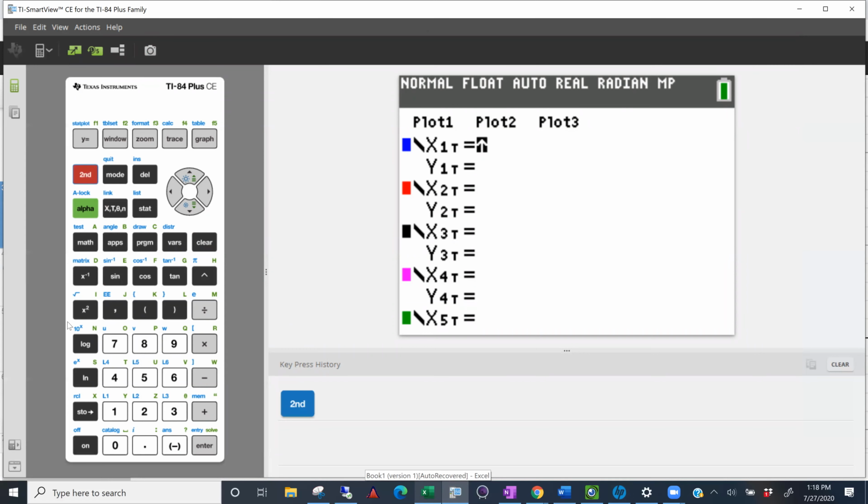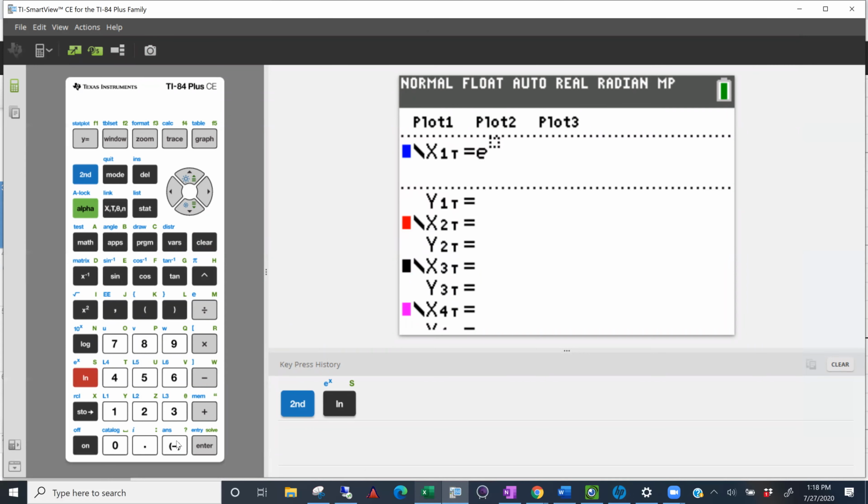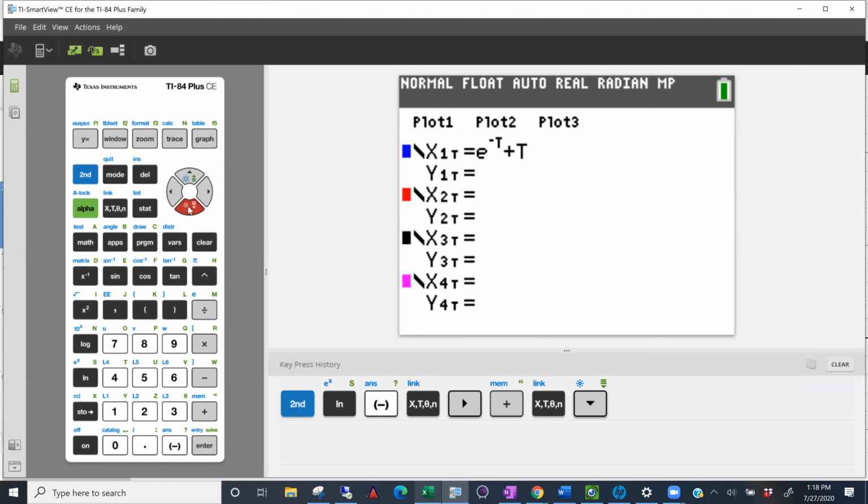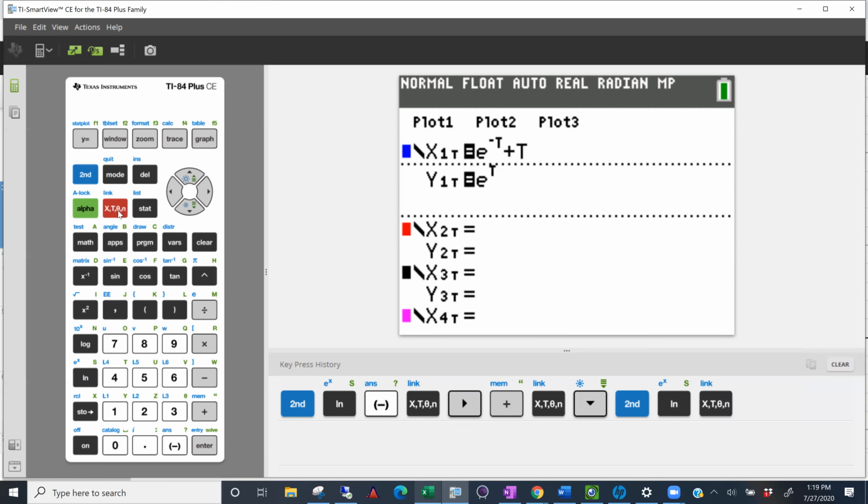So second ln, e to the negative t, and then you got to hit the right arrow, plus t, and then I'll hit the down arrow to come down to the next line and plug in y. This one's going to be e to the t. So again, second ln, e to the t minus t. So there's my parametric equation. Really don't know what that one's going to look like, but that's okay. Our calculator will.